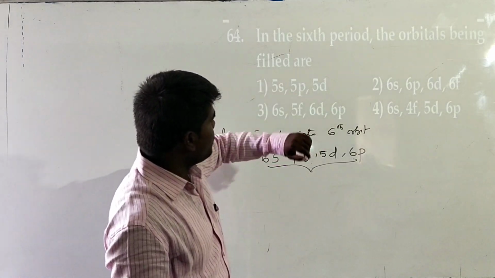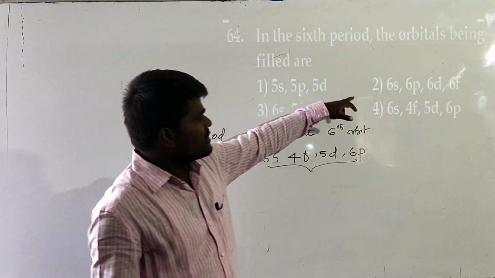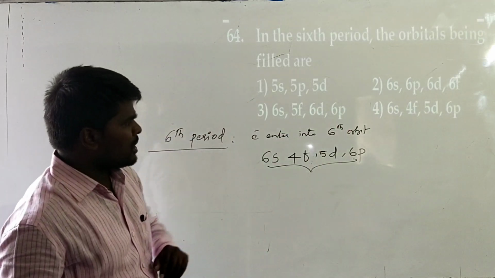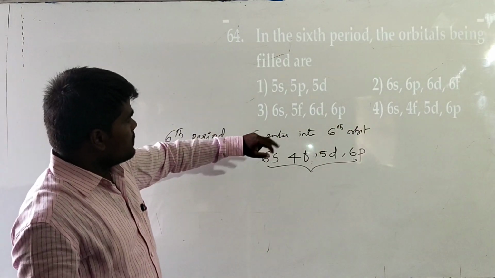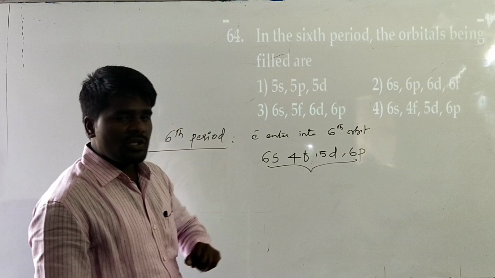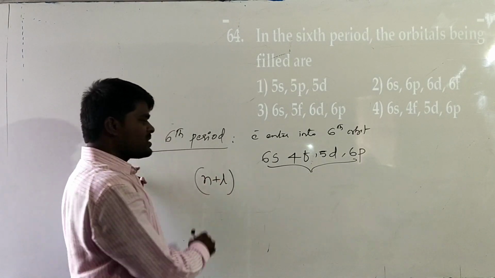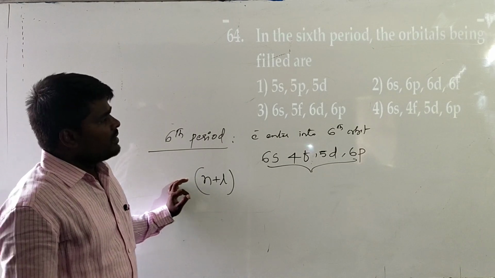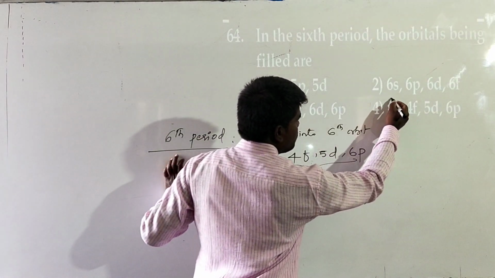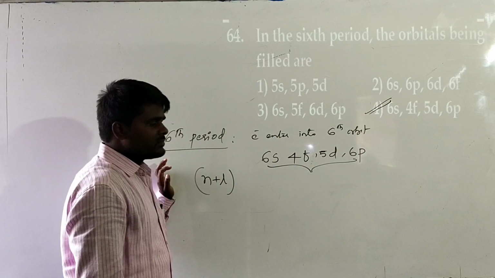Right? 5s, 5d, 5d, this is not the correct option. 6s, 6p, 6d, 6s, that is also not the correct option. 6f, 5f, 6d, 6p, this is also not. Generally we know that, just as we have discussed, electrons are arranged according to their n plus l values, right? Here we have the right option, right?